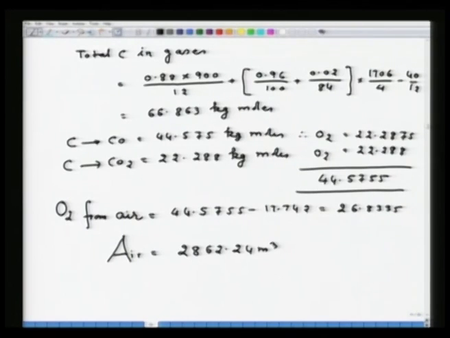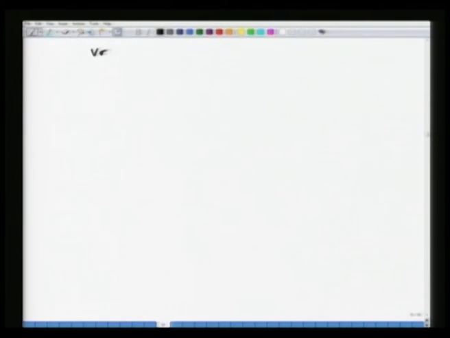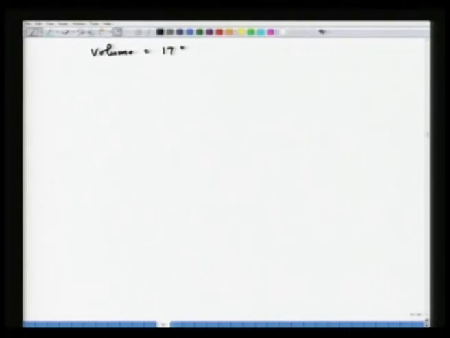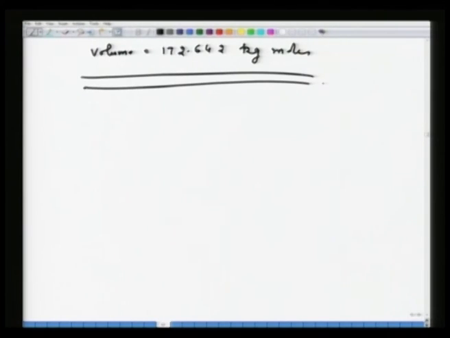Now, the last thing which is left is the volume and percentage composition of blast furnace gas. In order to calculate the volume of gas, we already calculated CO and CO2, so all that we have to calculate is nitrogen. If we do that and add H2O, the volume of gas will be equal to 172.642 kg moles. So, that makes the calculation of charge balance complete.